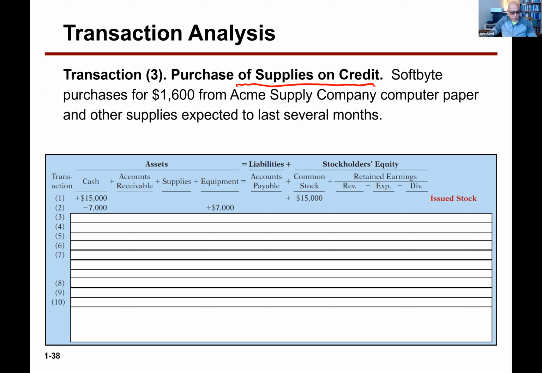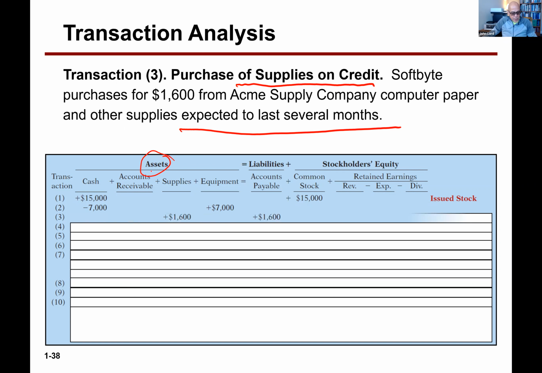So that's going to go up on the liability side. What else is going to happen? Supplies go up 1,600. Right. My supplies will go up, and we know that supplies are an asset because it said they will last several months. Therefore, it has future economic benefit. And so, good, the asset side goes up, the liability side goes up. Stop me if there's a question, guys.